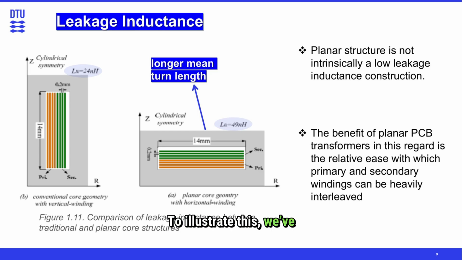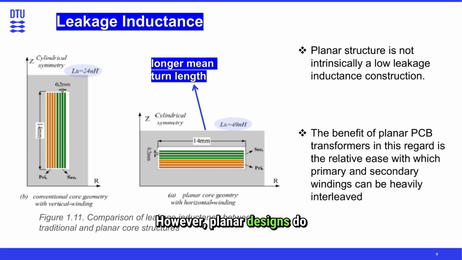To illustrate this, we've run a simulation comparing a conventional vertical structure with a planar structure, keeping everything else the same. Same core geometry, same number of turns, same winding width and thickness, and so on. The results show that the planar structure has about twice the leakage inductance of the conventional one.